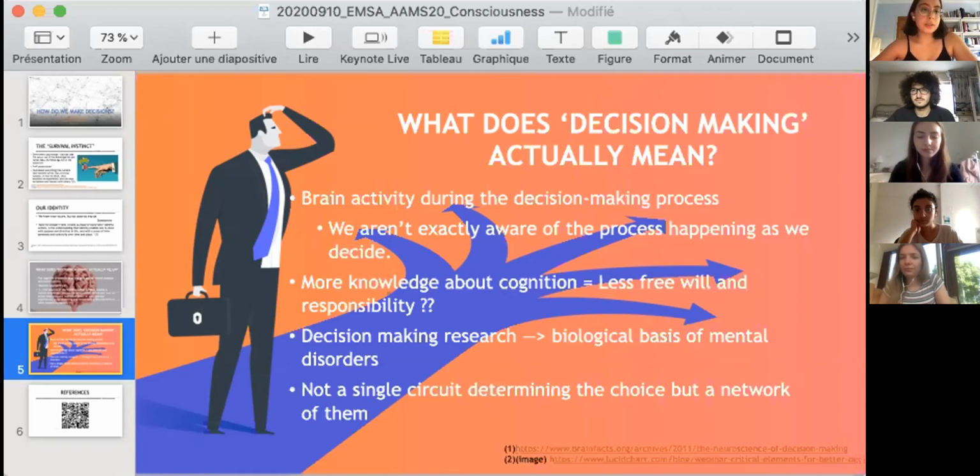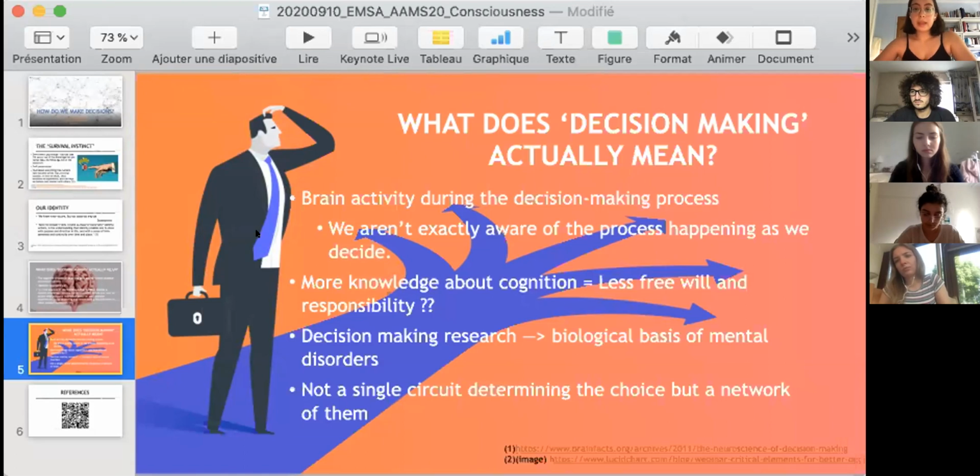So for some scientists, this has been a topic of debate. More knowledge about the workings of the brain can mean a lowered likelihood of exercising free will when making choices. So they can argue that mechanisms might seem to displace freedom, which is interesting to think about.